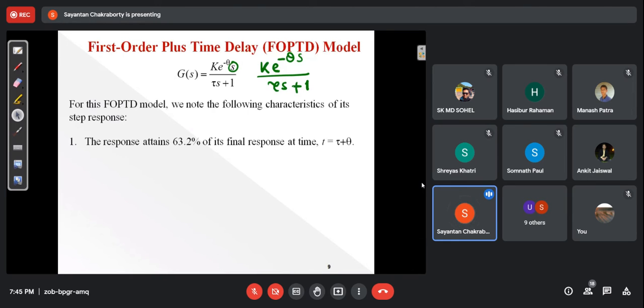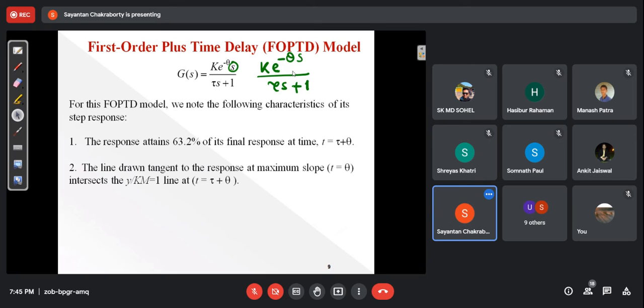So what are the characteristics? The response will attain 63.2% of the final response, not in tau time, but in tau plus theta, because during this theta period, it is unresponsive. Only after theta does it start following the k by tau s plus 1 response. So theta is a dead time, a time delay. Now, the line drawn tangent to the response at maximum slope intersects the y by k equal to 1 line at t equal to tau plus theta. That is, it will indicate the time constant starting from t equal to theta, not t equal to 0, where the step change has occurred.